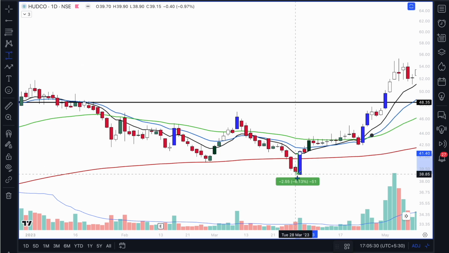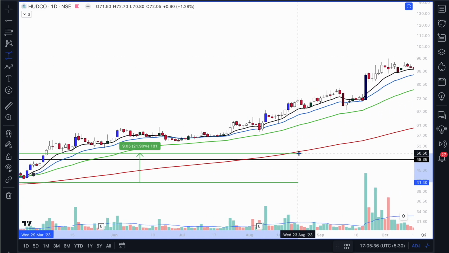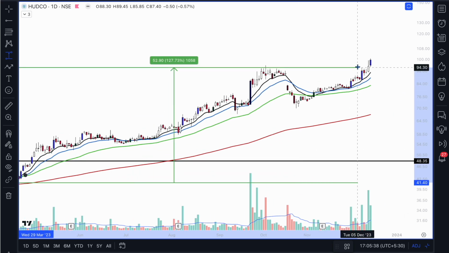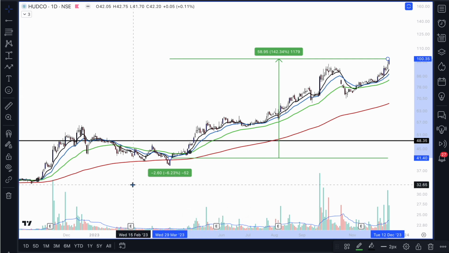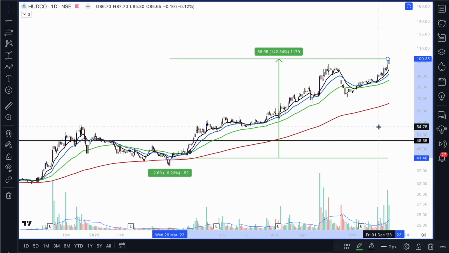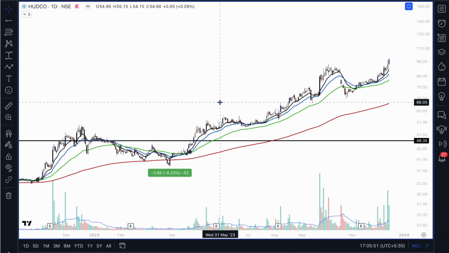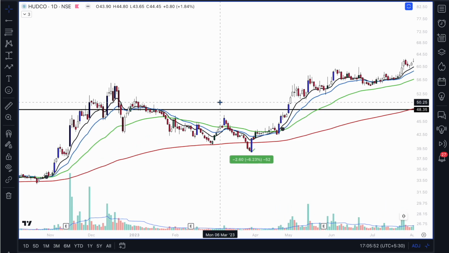And even if you buy here with an SL of 6.23%, simply look at the rewards that are waiting for you. If you really see it, it's almost 142%. 142%, definitely a great deal of patience is involved, from March to almost December. But 142% is something amazing through a single stock, right?